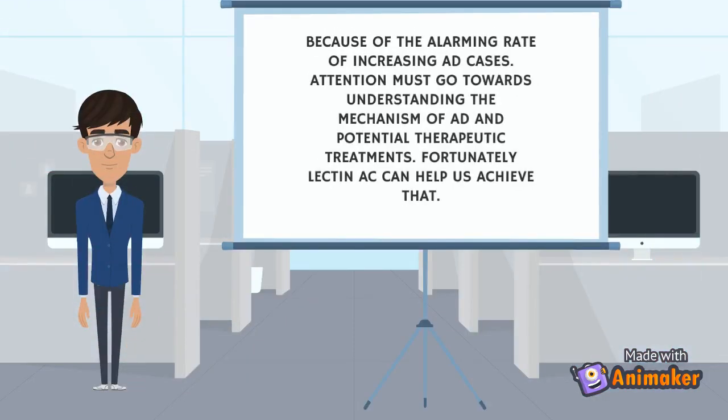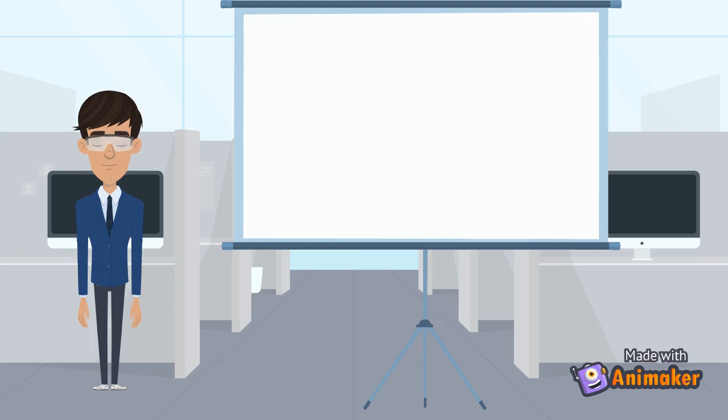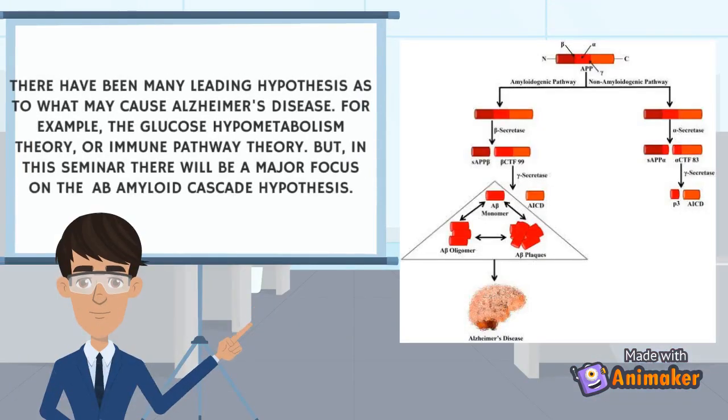Due to the alarming rate of increasing Alzheimer's disease cases, attention must go to understanding this disease and its mechanism and finding a potential therapeutic treatment. And fortunately, lectin affinity chromatography can help us do that. In order to make a treatment for any disease, you must first understand the mechanism and how it works. In this case, there are many hypotheses as to what may cause Alzheimer's disease, but we will focus on the A beta amyloid cascade hypothesis because it has withstood time and a pharmaceutical company has made an immunotherapy drug from this hypothesis, but we will talk about that later.